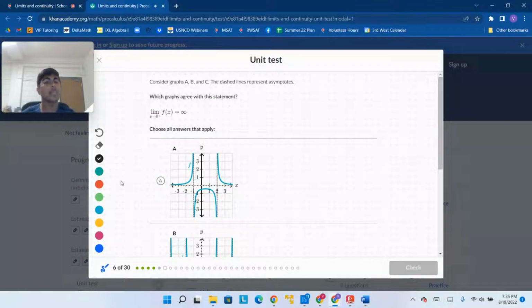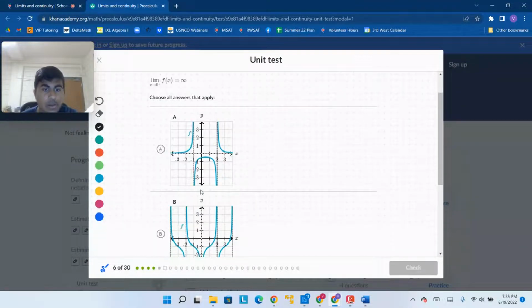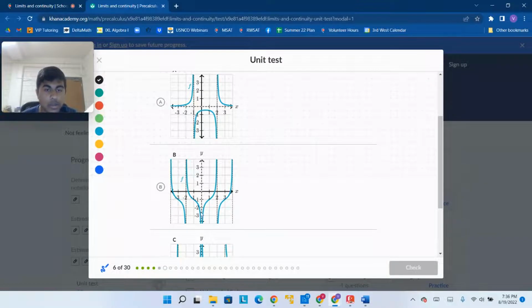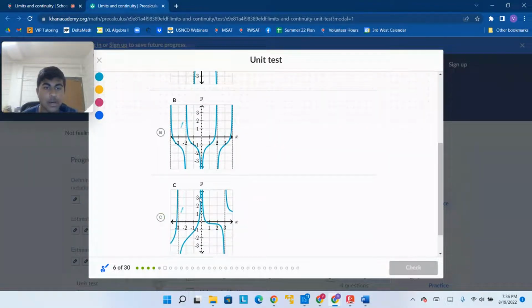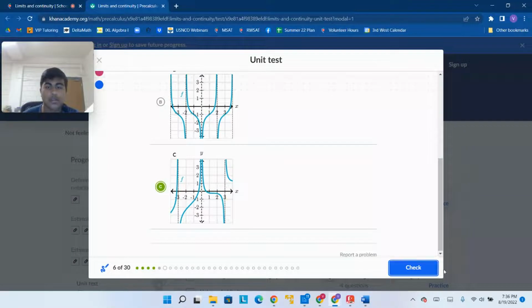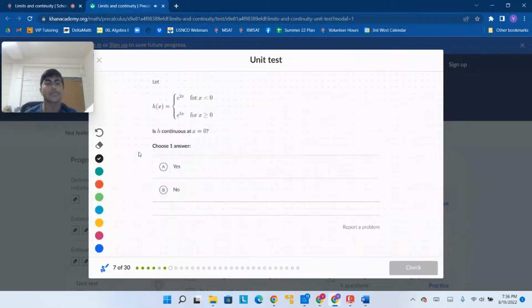Consider graphs A, B, and C. The dashed lines represent asymptotes. Which graphs agree with the statement? As x approaches 0 from the positive side, f of x approaches infinity. So here, we're at 0, and it's just like that, so no. Here, we're going to 0, and it's going to negative. Here, at 0, it's going positive. So that is our answer. And we can move on.